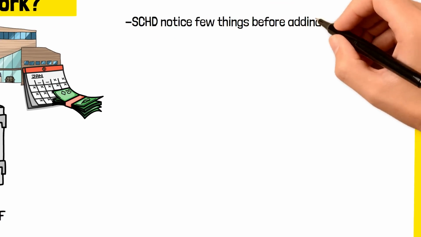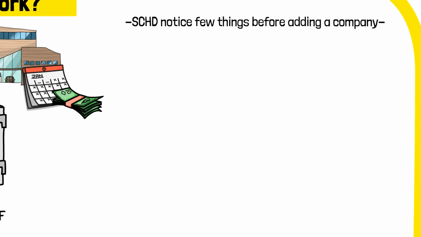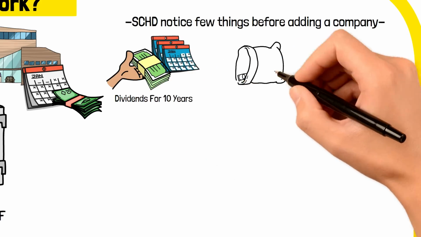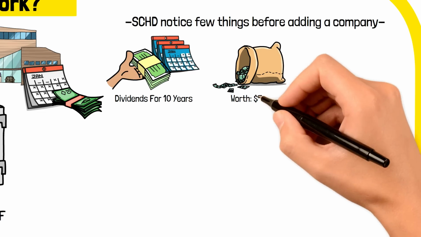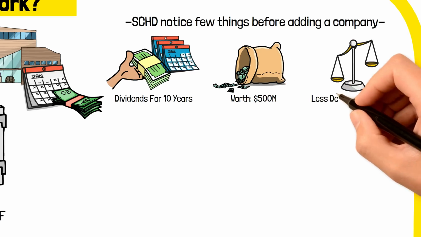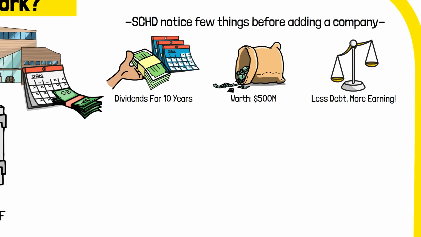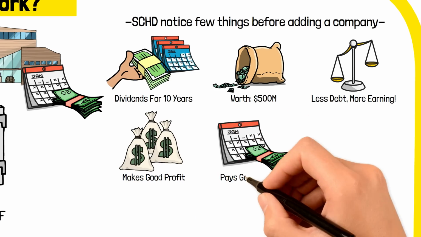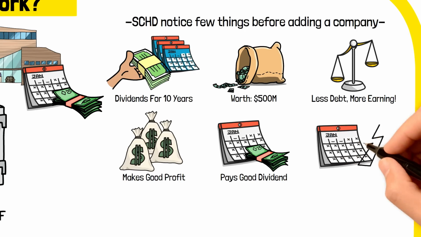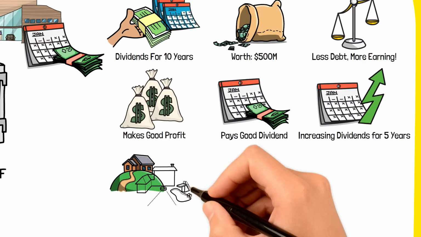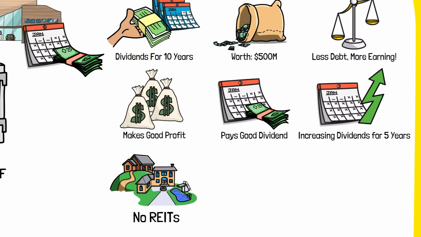It looks at a few things before adding a company to its list. Like 1, the company has been paying good dividends for at least 10 years. 2, it's worth at least $500 million and is easy to buy and sell. 3, it doesn't have too much debt compared to how much money it makes. 4, it makes good profits compared to the money it's invested. 5, it currently pays a good dividend. 6, it's been increasing its dividend for the past 5 years. And 7, it doesn't include real estate investment trusts, or REITs.